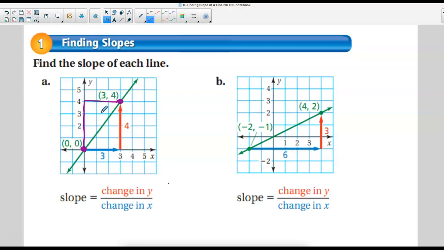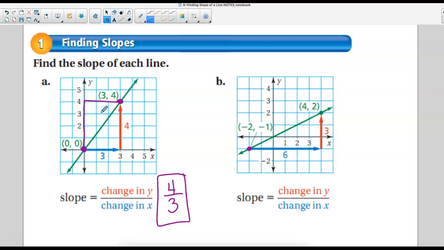So my slope is 4 over 3. There's your answer. You do want to make sure it's in simplest form, but you're really just thinking of it as a step. Okay, so I look at this next one, letter B.